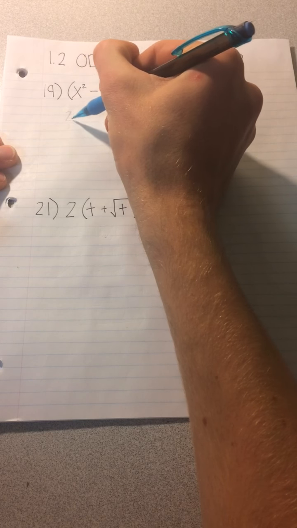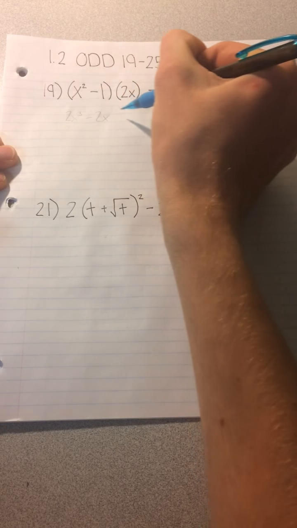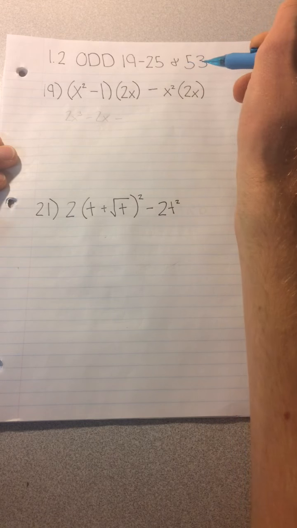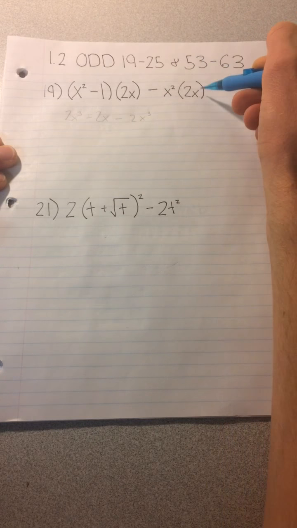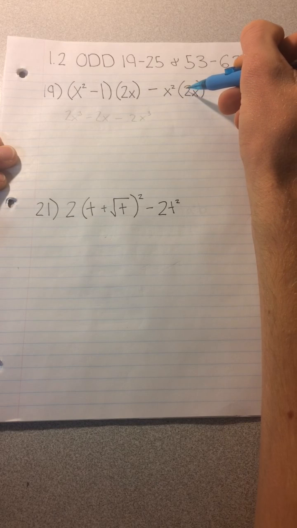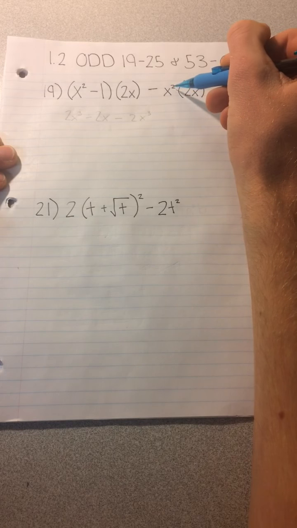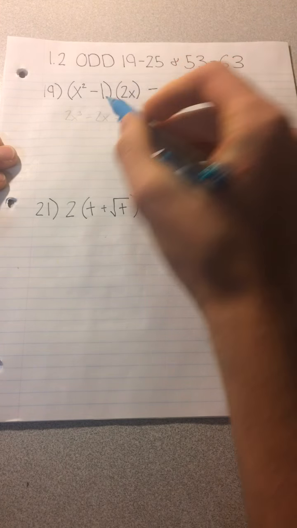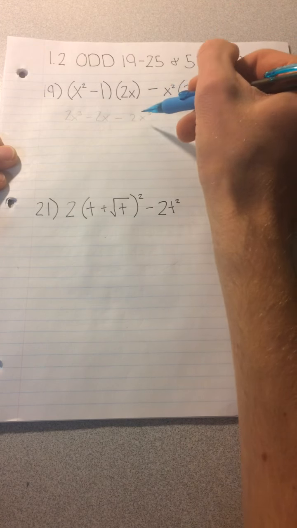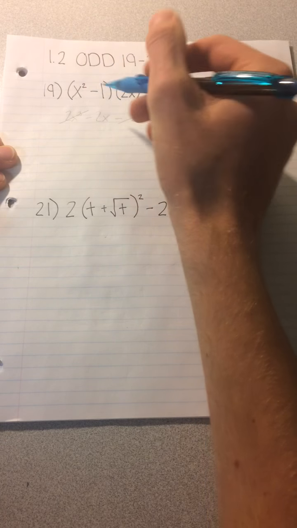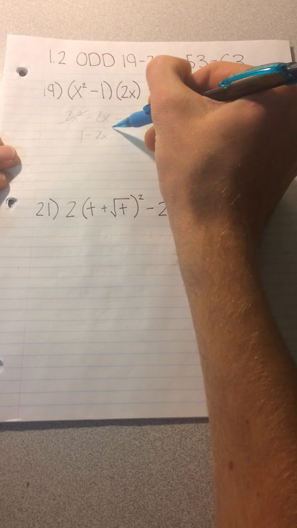So it would look like 2x to the power of 3 minus 2x minus 2x to the power of 3 from the multiplication of 2x times negative x to the power of 2. Right away we see that 2x to the power of 3 is minus 2x to the power of 3, so they cancel each other out, which leaves us with our answer of negative 2x.